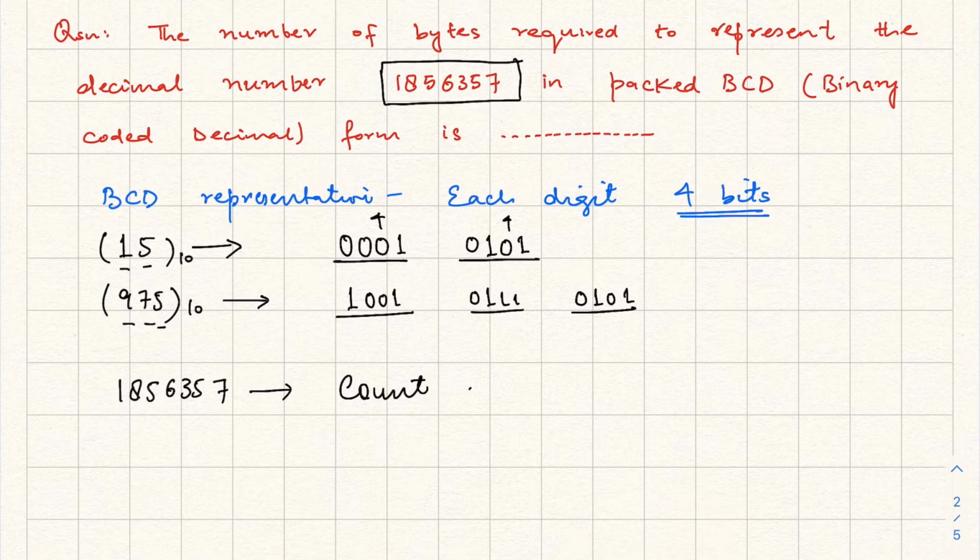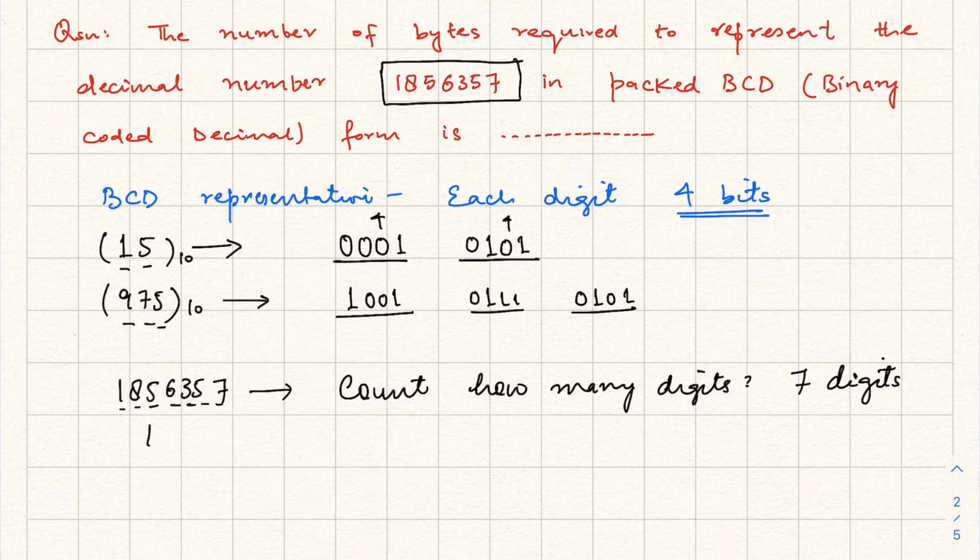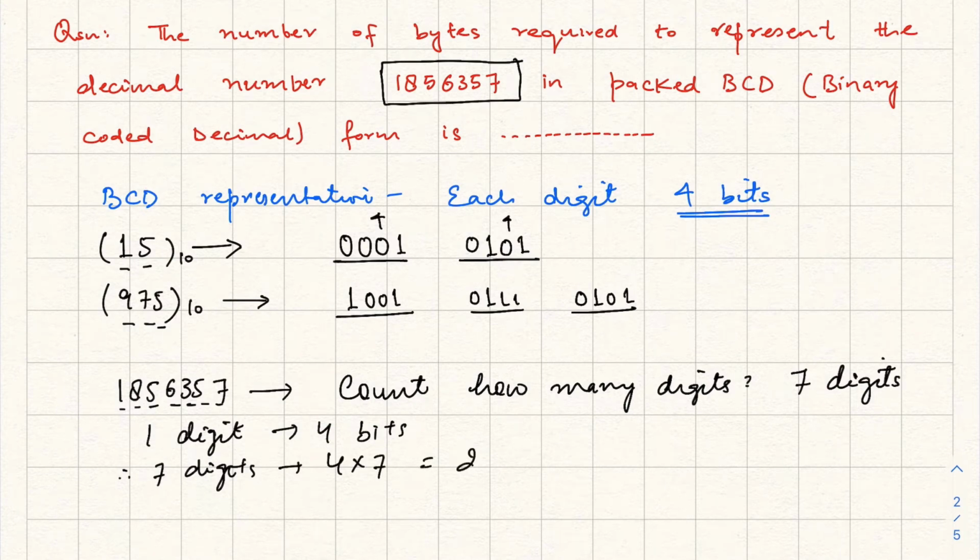We just have to count how many digits we are having. If we count it, 1 2 3 4 5 6 7, we have a total of 7 digits. One digit takes 4 bits, right? So 7 digits will take 4 into 7, which is equal to 28 bits.